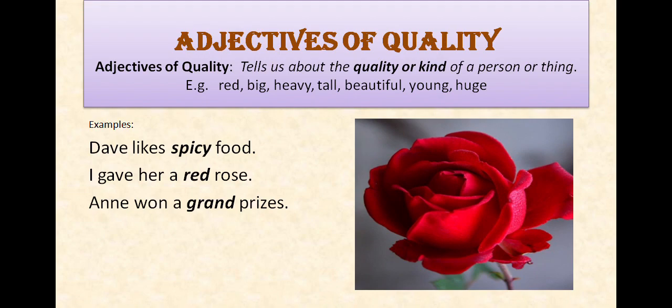These words red, big, heavy, tall, beautiful, young, huge, these are all adjectives of quality. Dave likes spicy food. I gave her a red rose and he won a grand prize. So here the words spicy, red and grand are describing the nouns food, rose and prize.